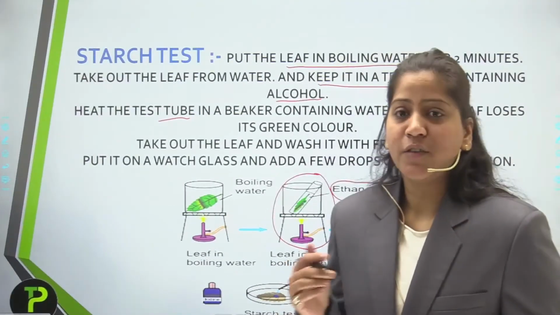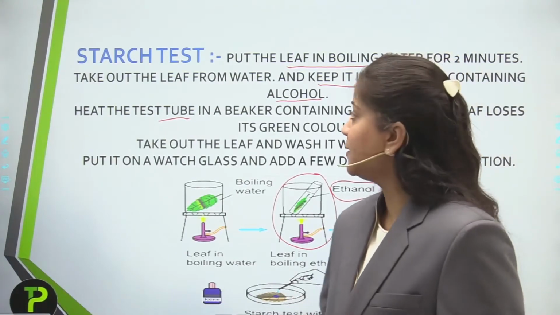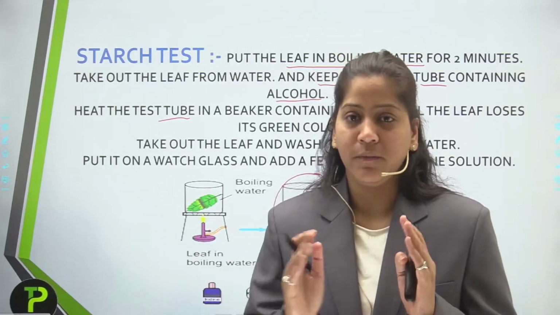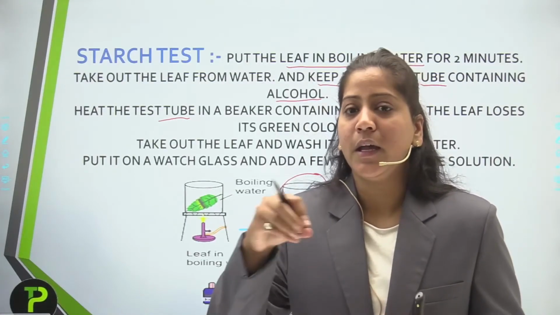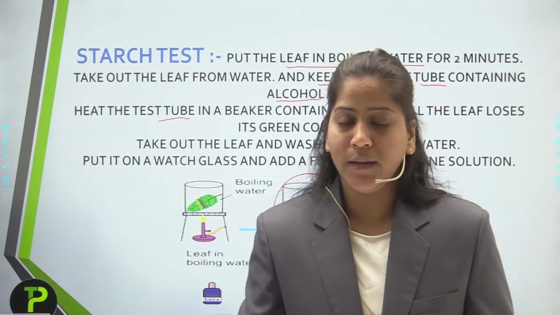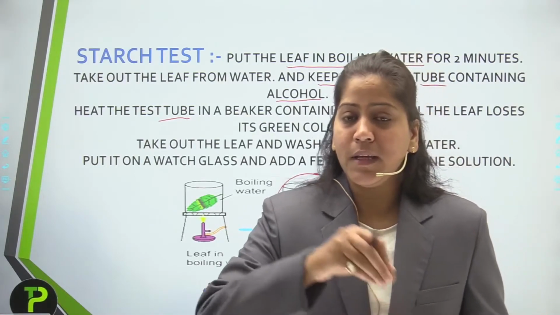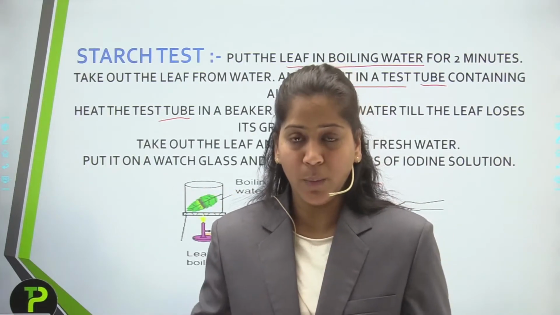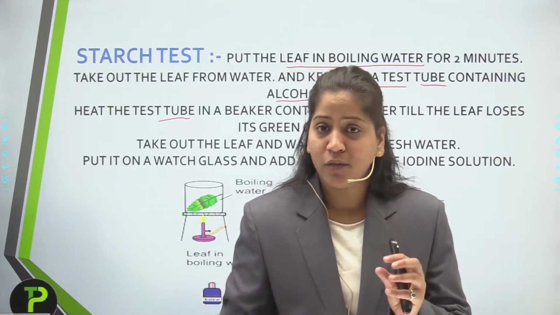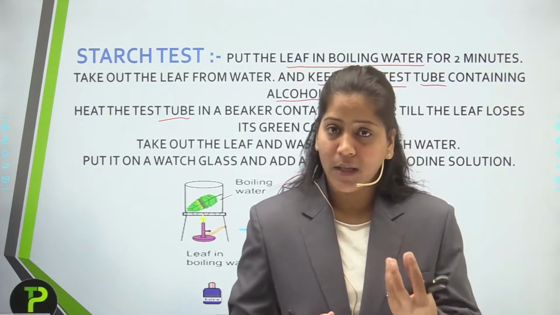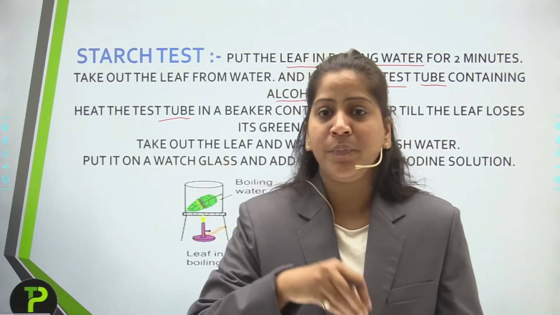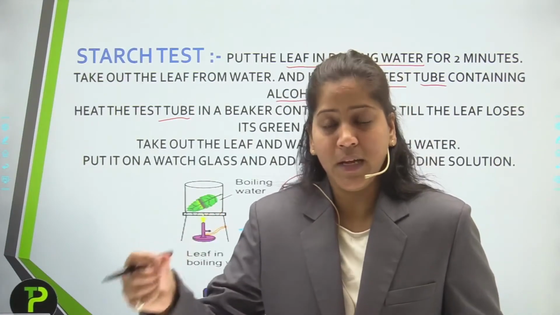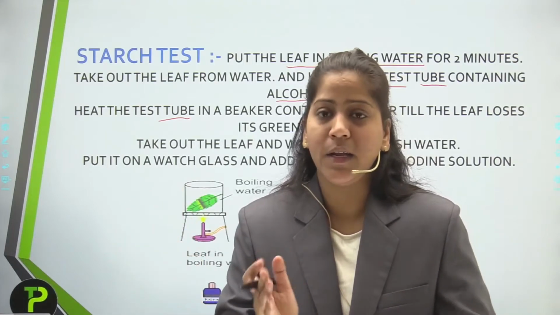Now we will do the starch test. How do we perform the starch test? Put the leaf in boiling water for 2 minutes. We will put that plucked leaf in boiling water for 2 minutes. We boil it. Then after taking the leaf from boiling water, we place it in a test tube containing alcohol. Then the test tube will be heated in a beaker containing water.